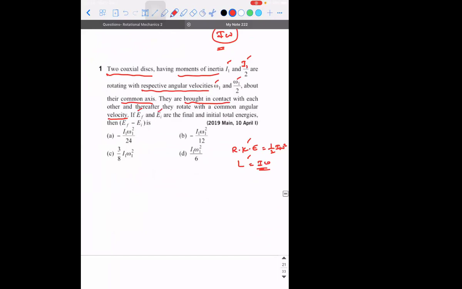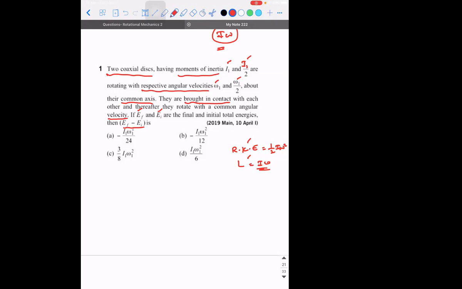If EF and EI are the final and the initial total energies, then EF minus EI is how much? Since it's a part of inelastic collision, there is a definite understanding that loss of energy is going to take place. EF minus EI, is it going to be positive or negative? Negative. So it's a negative one, right? So the option, according to me, should have been only the first one or second one. Let's try to solve and see.